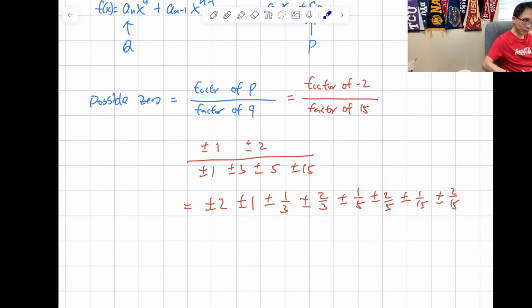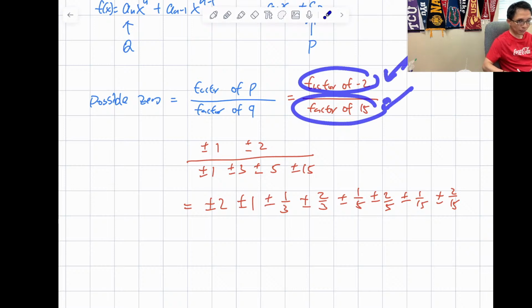Basically, you find a factor of the constant over a factor of the leading coefficient. Got it? That's the easy part, right? Make sure the constant is on the top and the leading coefficient is on the bottom.